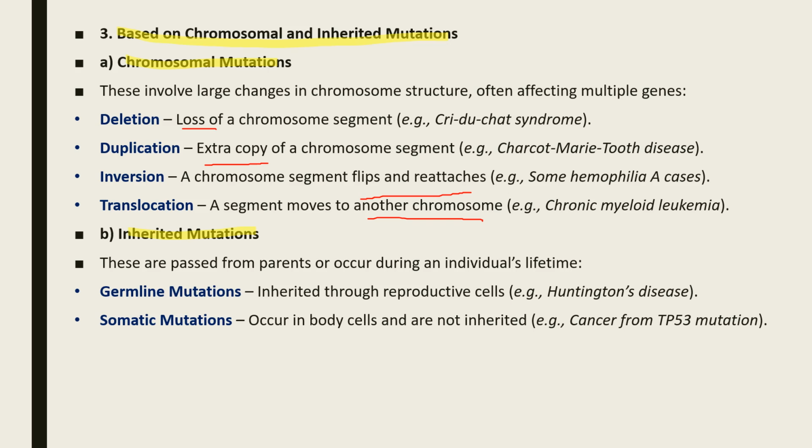And inherited mutations are passed from parents or occur during an individual's lifetime. So these are mostly genetic. Germline mutation is inherited through reproductive cells. Somatic mutation occurs in body cells and is not inherited.